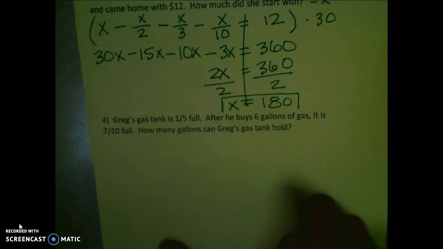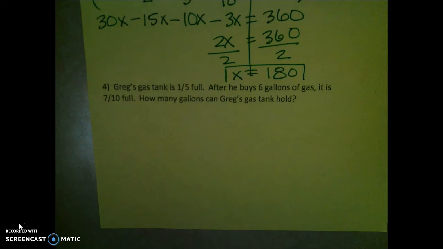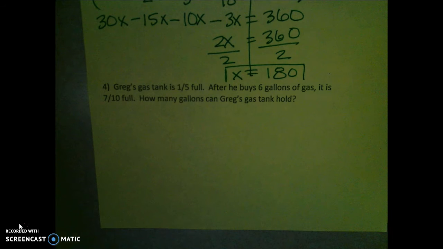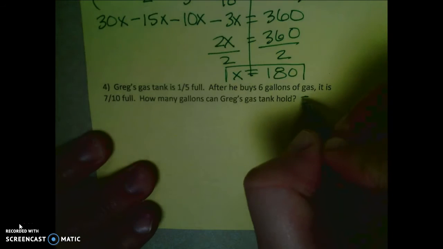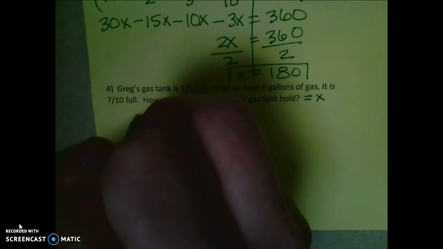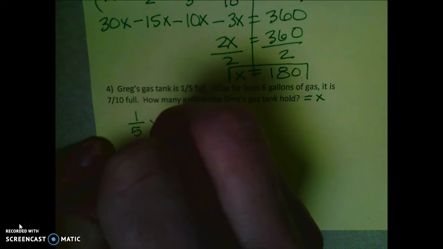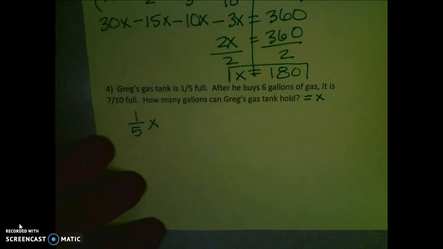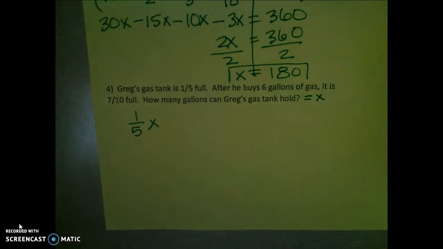Next one, Greg's gas tank is 1/5 full. After he buys 6 gallons of gas, it's 7/10 full. How many gallons can Greg's gas tank hold? So that would be your X. So when it says Greg's gas tank is 1/5 full, well, we don't know 1/5 of what, right? We don't know the total, so 1/5 X.